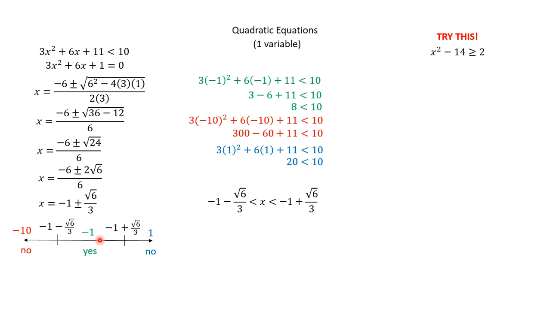x squared minus 14 is greater than or equal to 2. So go ahead, pause the video, try this, and then come back when you're ready.